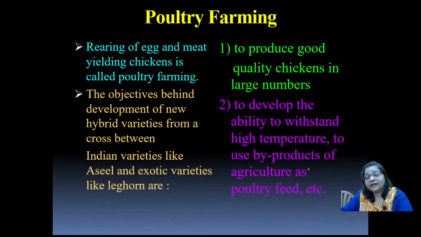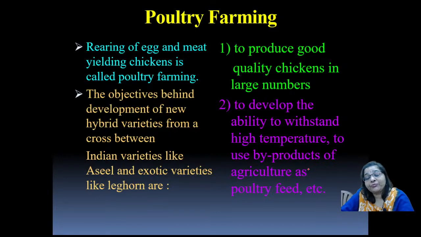The next in the list is poultry farming under agribusiness. The rearing of egg and meat yielding chickens is called poultry farming. The objective behind the development of new hybrid varieties from a cross between Indian varieties like Aseel and exotic varieties like Leghorn is actually to produce good quality chickens in large numbers.